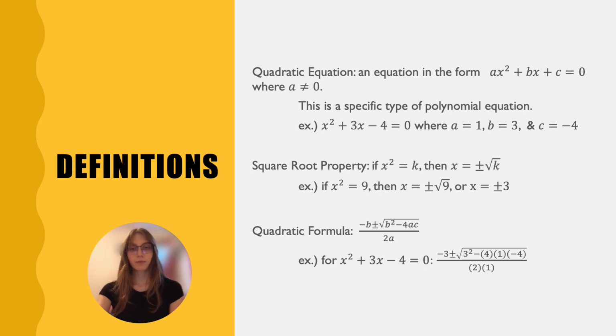Finally, we have the quadratic formula. This formula states that x equals negative b plus or minus the square root of b squared minus 4ac, all over 2a. If we wanted to put an actual equation into this formula, we can go back to that equation that we looked at as an example in standard form, and plug in our numbers for a, b, and c, so we get negative 3 plus or minus the square root of 3 squared minus 4 times 1 times negative 4, all over 2 times 1.